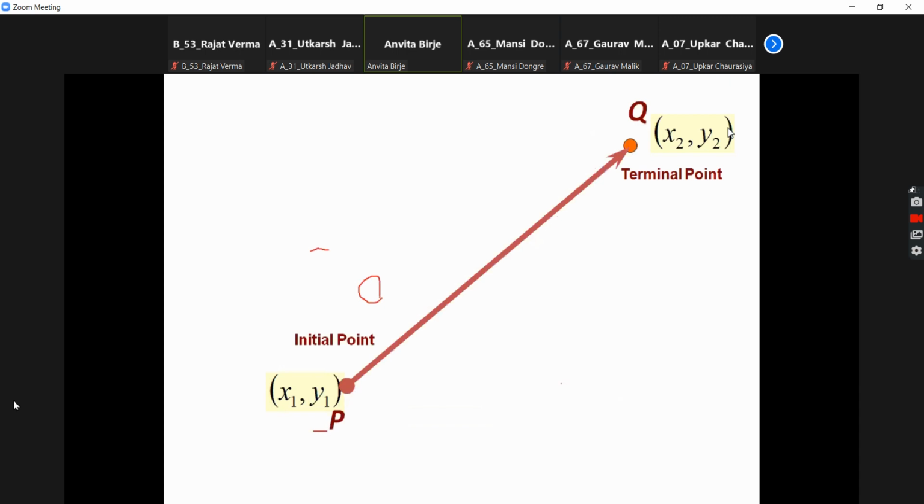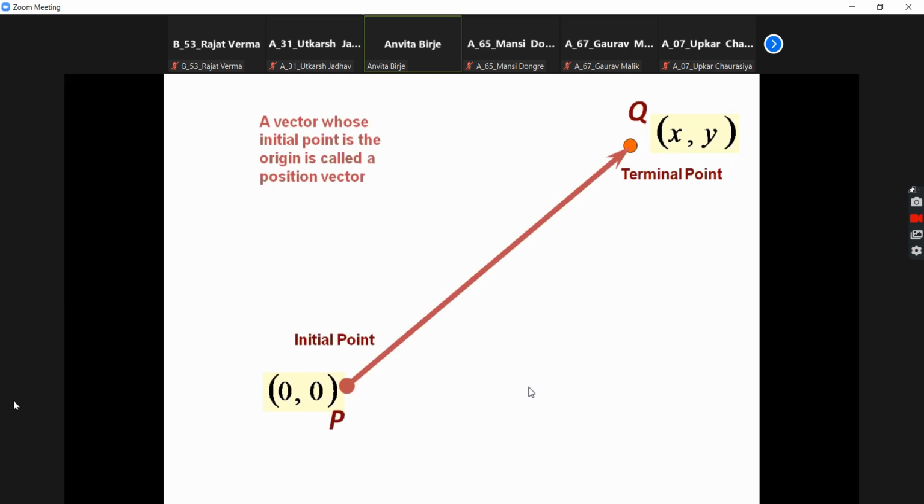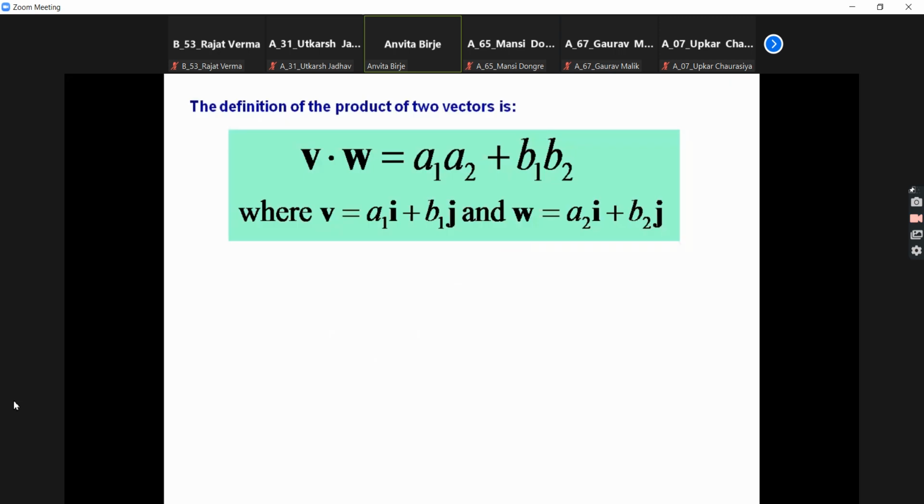Okay, now suppose the initial point is the origin, that is 0 0, and the terminal point is any x1 y1, x2 y2, or x y in general. Then that vector is called a position vector. Okay, please remember this. Now the next is the product of two vectors.